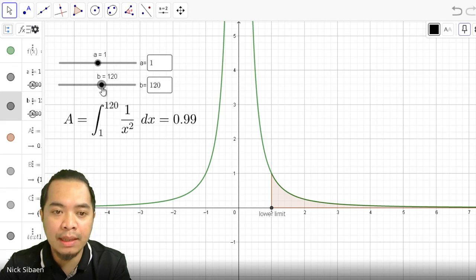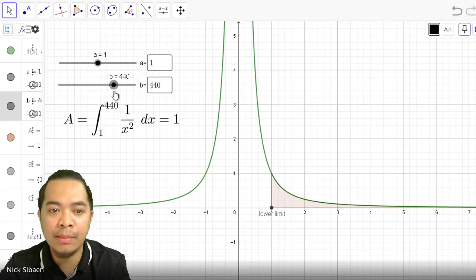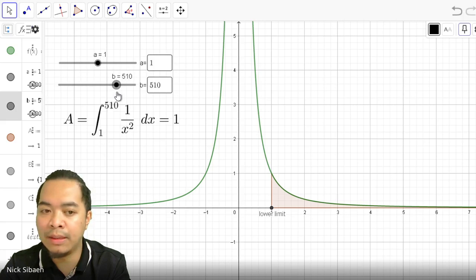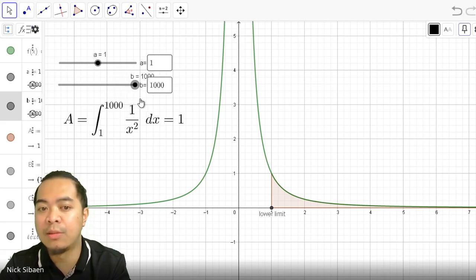Pataas pa rin natin at still 0.99. Ayun. Tapos naging 1. Tapos paakyat ng paakyat, hindi na nagbabago yung kanyang area. It's always 1. Ibig sabihin, nag-converge na yung ating area. It's 1 square units. So 1 pa rin siya.